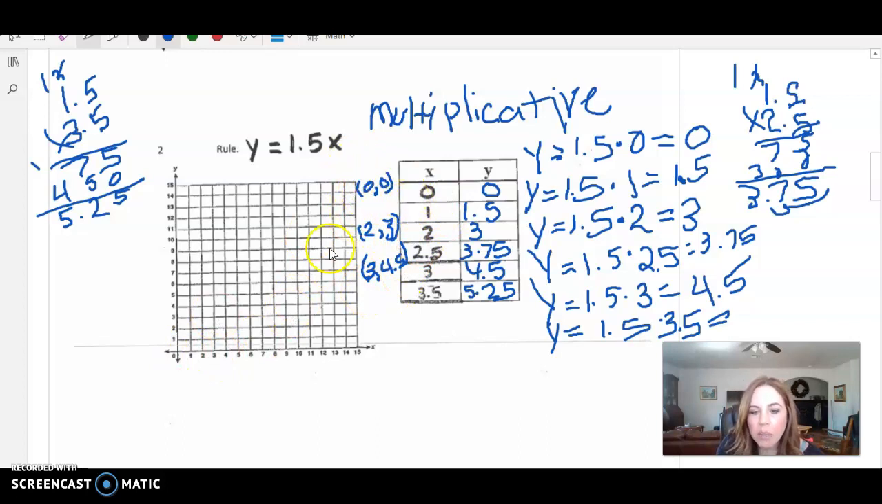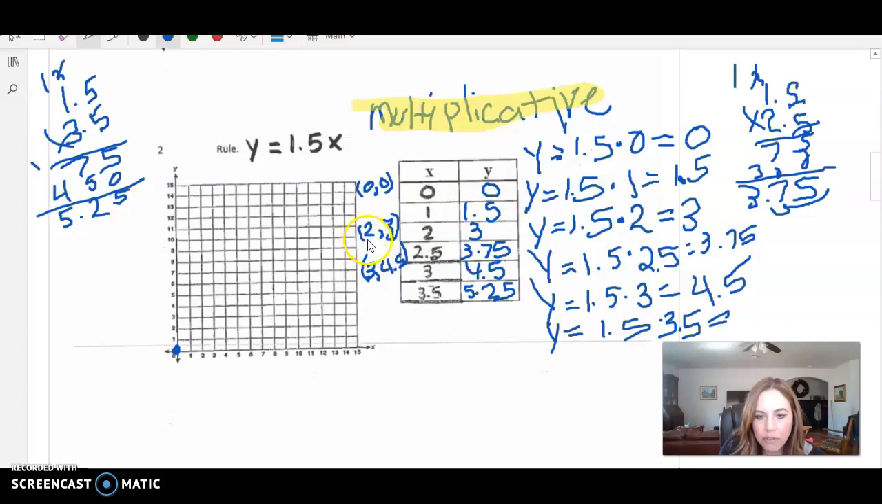Okay, once again, my multiplicative pattern is going to go through the origin. So tomorrow, when we have a line that passes through the origin, what kind of pattern is it going to be? It is going to be multiplicative. That is just a huge way of always knowing whether the pattern is multiplicative or additive. Does it go through the origin? Is one of my points 0, 0? Then you know it's multiplicative.